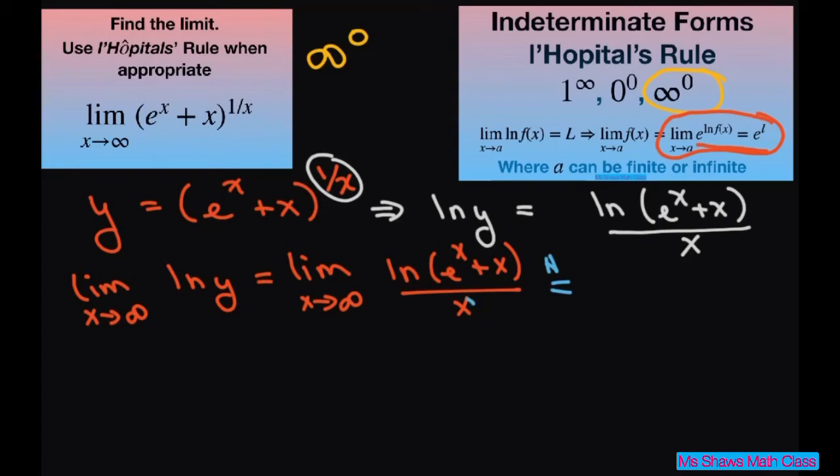The derivative of the denominator is just going to be 1, so we don't really need that so much. So if you take the derivative of ln of e to the x plus x, that's going to be 1 divided by e to the x plus x, times the derivative of that inner function, which is just going to be e to the x plus 1. So I'm going to write it like that. And now let's go ahead and see what we get.